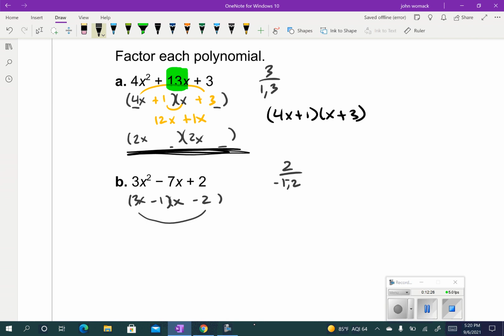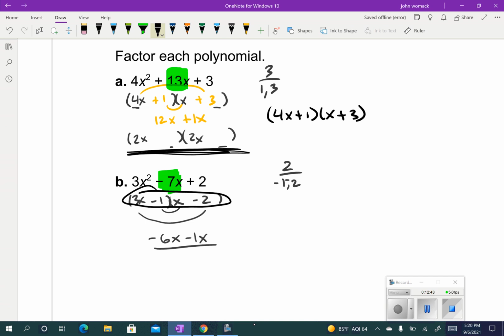Times the outside two, that's minus 6x. Times the inside two, minus 1x. I combine those two and I got it, right? Got that minus 7x right there. So that's my factored form. All right, so my answer is 3x minus 1 times x minus 2.